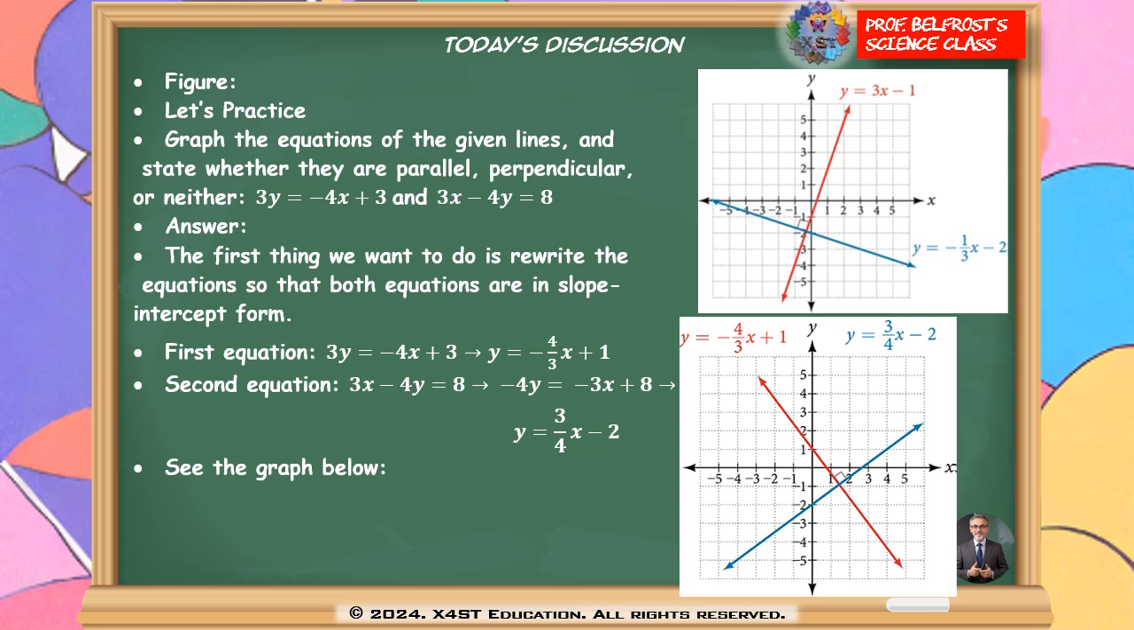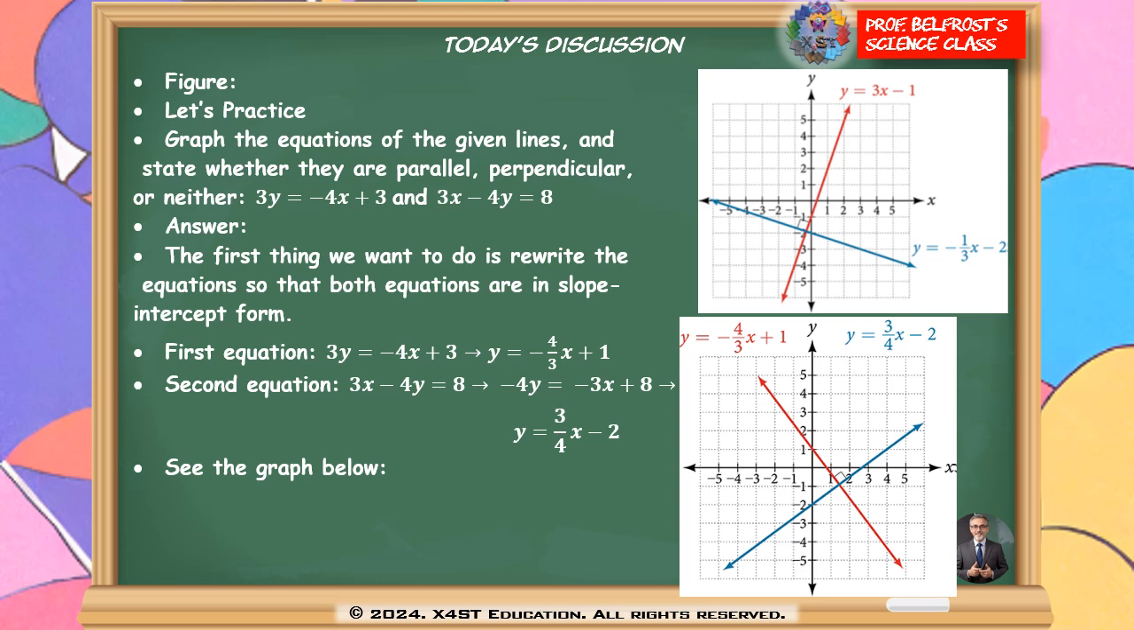Graph the equations of the given lines and state whether they are parallel, perpendicular, or neither. The equations are 3y equals -4x plus 3 and 3x minus 4y equals 8. We actually need to rearrange these equations now. The first equation, 3y equals -4x plus 3, we rearrange to be y equals -4/3 x plus 1. The second equation, 3x minus 4y equals 8, we rearrange to be y equals 3/4 x minus 2. The first one has a slope of -4/3, and the second one has a slope of 3/4.